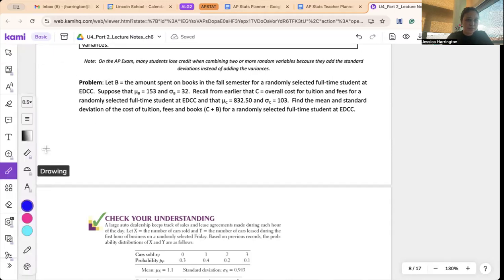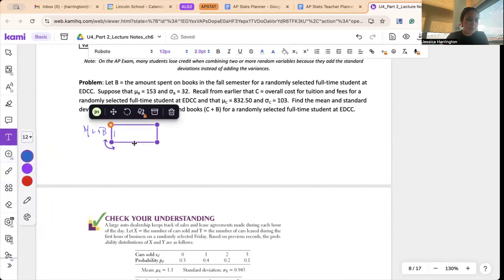So we know that if I need to find mu of C plus B, I'm going to type because it's a little bit easier to read. That's C plus B. It's just going to be adding the two mu's, right? So it's 153 plus what's the other one? 832.50, which equals 985.50, which makes sense, right? If I'm trying to find the cost of my tuition and books, I can take the average cost of books, take the average cost of tuition and add them, okay?